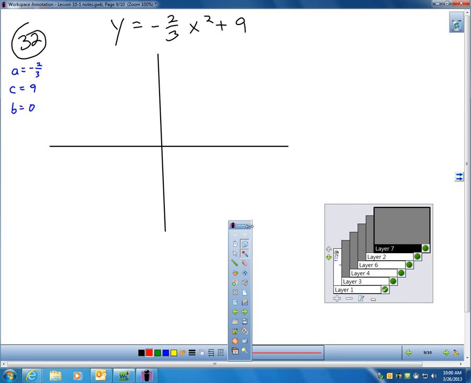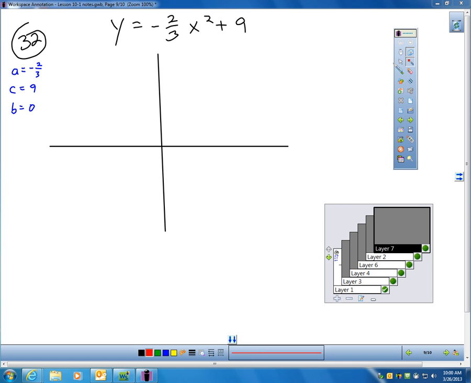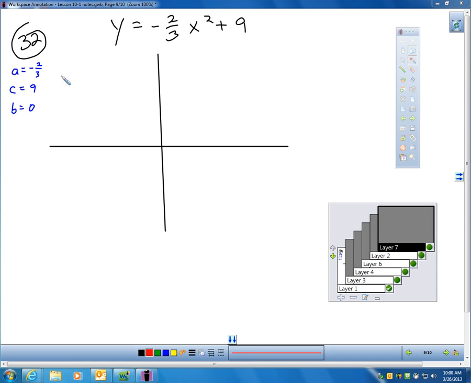Okay, let's do one more here. 32. In 32, do you notice how A is -2/3, C is 9, B is 0? So there's a couple things I immediately notice from what we talked about earlier in the video. I have a reflection and a shrink here. That's what the A is telling me. -2/3 means we reflected negative, shrink is 2/3.